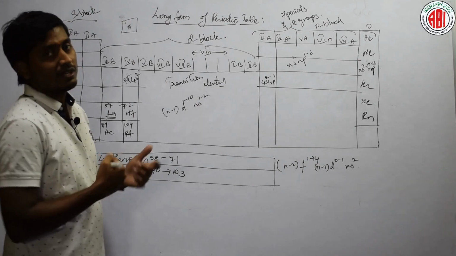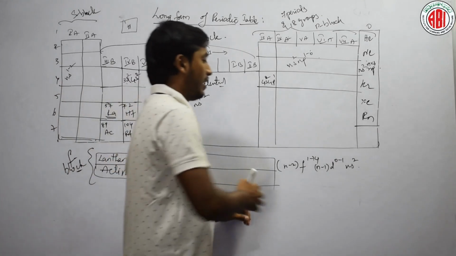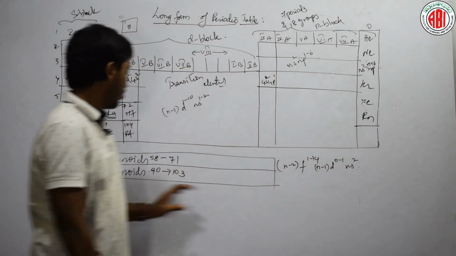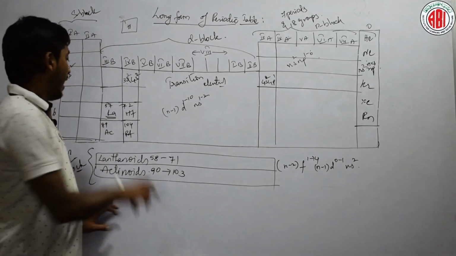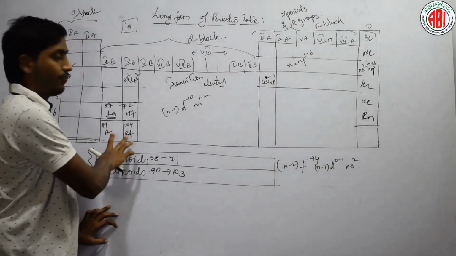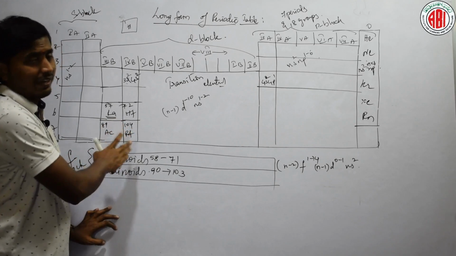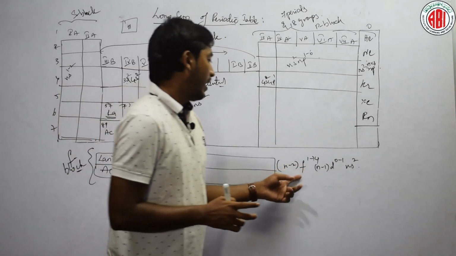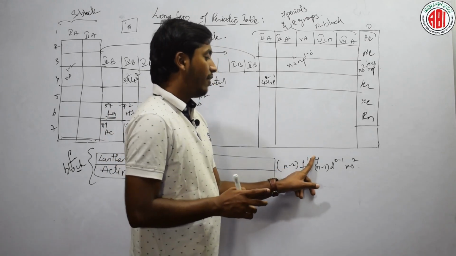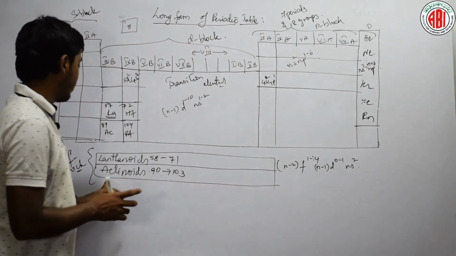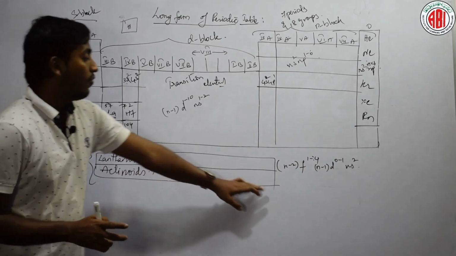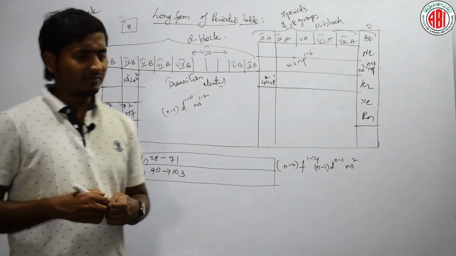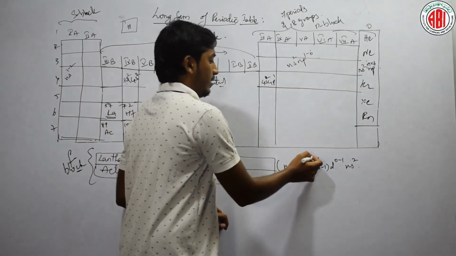Did you understand? And what is the general configuration? Obviously ns2 will be there. When it comes to (n-1)d, it goes from 0 to 1, either 0 or 1, most probably 1, and the f always continues from 1 to 14, because it goes from the first group to the 14th group of the F block elements. Did you understand? Fine.